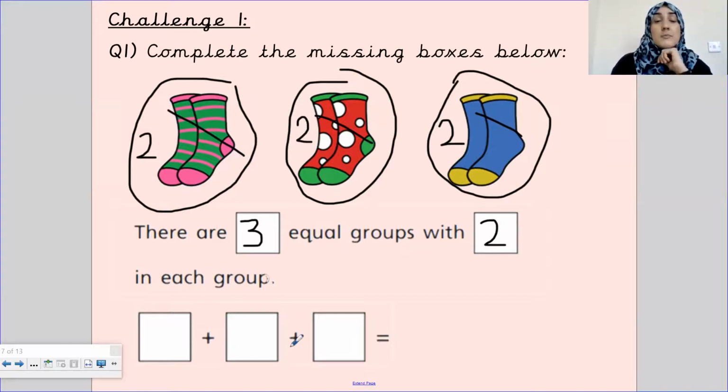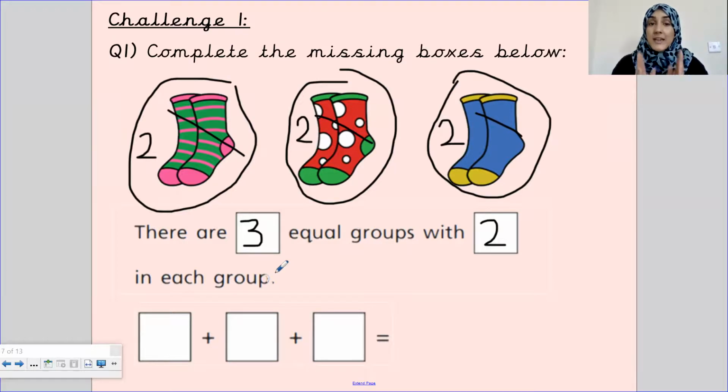Now, if I were to write a repeated addition number sentence, I want to know how many socks there are all together. I want to find out the total amount of all of the socks. I need to write a repeated addition number sentence to go with these socks up here. Can you help me write the repeated addition number sentence? Can you complete that challenge 1, question 1? Okay, now I'm going to let you do that by yourself.